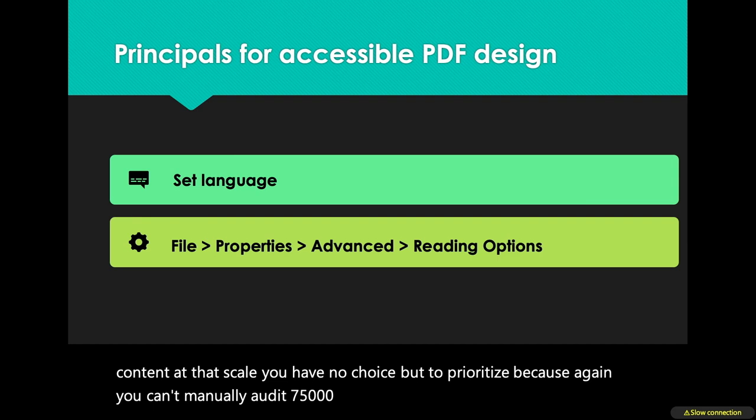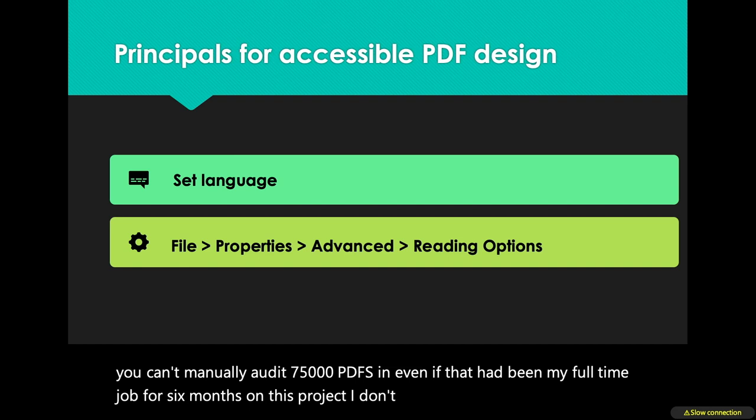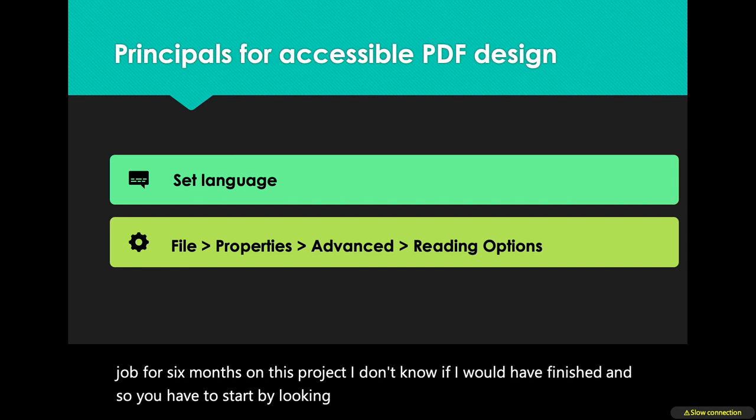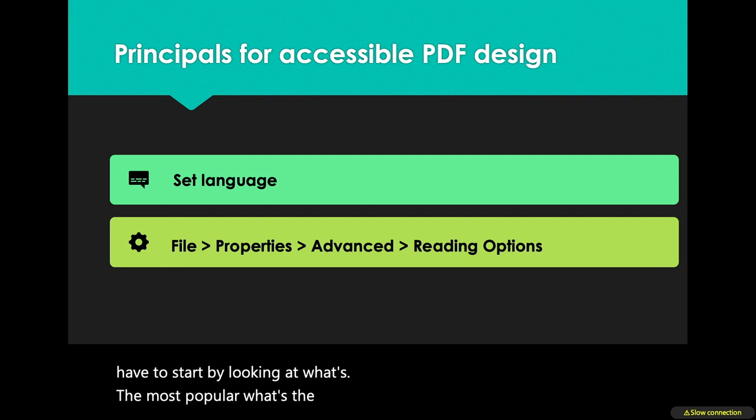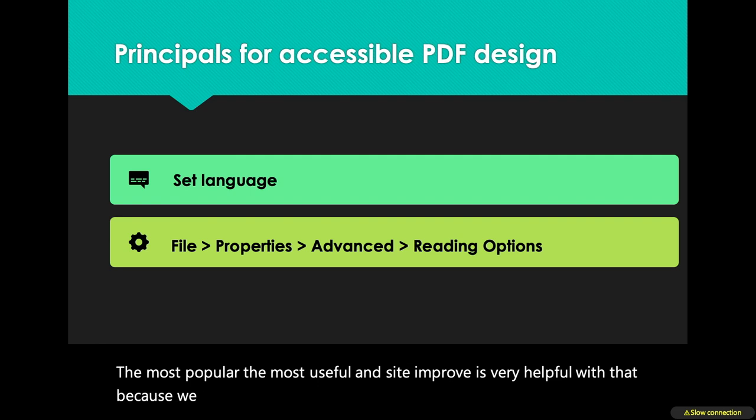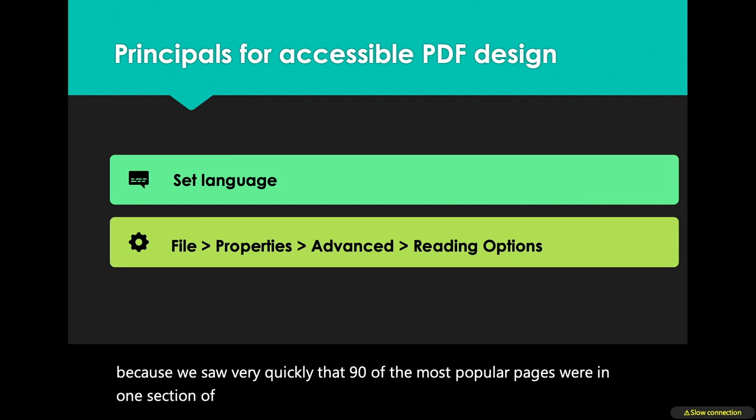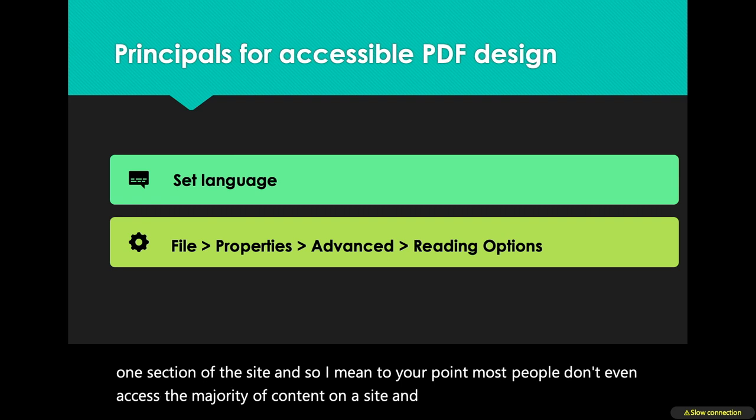And even if that had been my full-time job for 6 months on this project, I don't know if I would have finished. And so you have to start by looking at what's the most popular, what's the most useful. And Site Improve was very helpful with that, because we saw very quickly that 90% of the most popular pages were in one section of the site. And so, to your point, most people don't even access the majority of content on a site, and that's standard across the board.